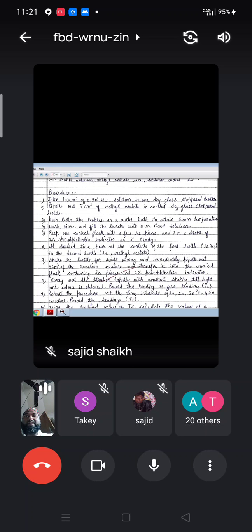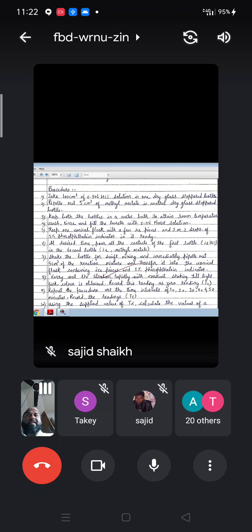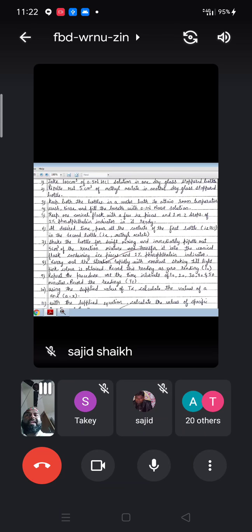containing ice pieces and 1% phenolphthalein indicator. Carry out the titration rapidly with constant shaking till a light pink color is obtained. Record this reading as the zero reading. Repeat this procedure for the time intervals 10, 20, 30, 40, 50 minutes. Record these readings as Tt using the supplied value of T infinite.